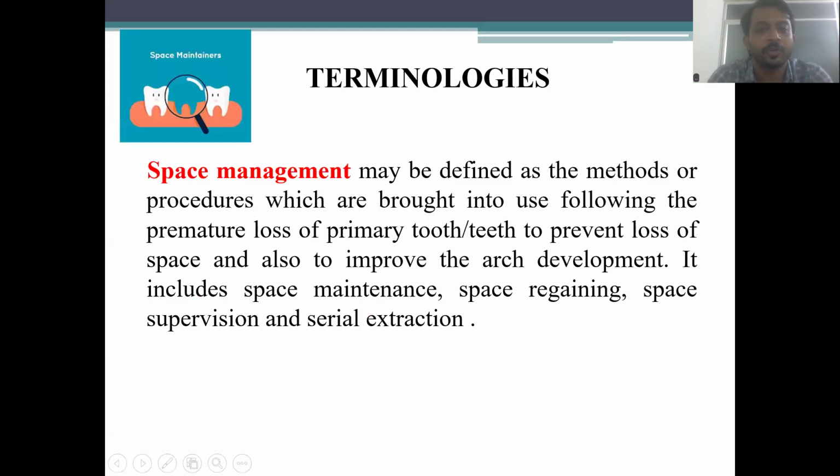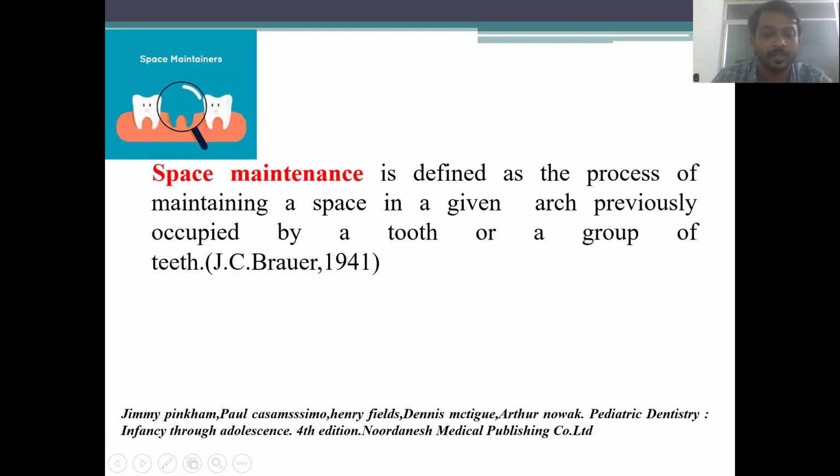So coming into terminologies, space management can be defined as methods of procedure which are brought into use following the premature loss of a primary tooth to prevent loss of space and also to improve arch development. It includes space maintenance, space regaining, space supervision, and serial extraction. Space maintenance is defined as the process of maintaining space in a given arch previously occupied by a tooth or a group of teeth. It was given by J.C. Brauer in 1941.